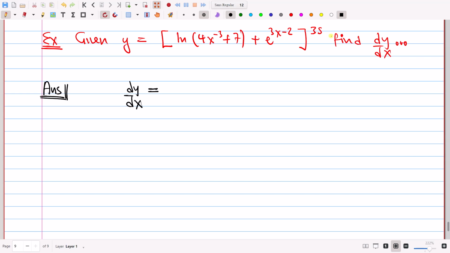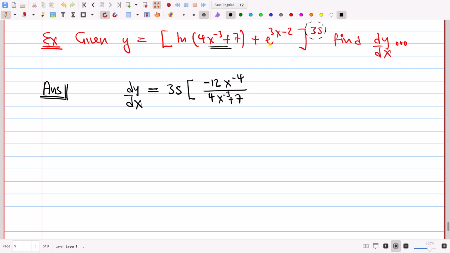To find dy dx, we now know the steps. First you take the overall exponent and bring it down. So you take that 35 and bring it down. After bringing down that 35, you enter inside the brackets, and whatever is inside the brackets, you differentiate it. When you differentiate inside the bracket, the first thing you encounter is a natural log. And we now know that every time you want to differentiate a natural log, you start by differentiating its argument. So the argument, when you differentiate it, you get 12x squared minus 4, and 7 is a 0. Then you divide by that same argument, which is 4x minus 3 plus 7.